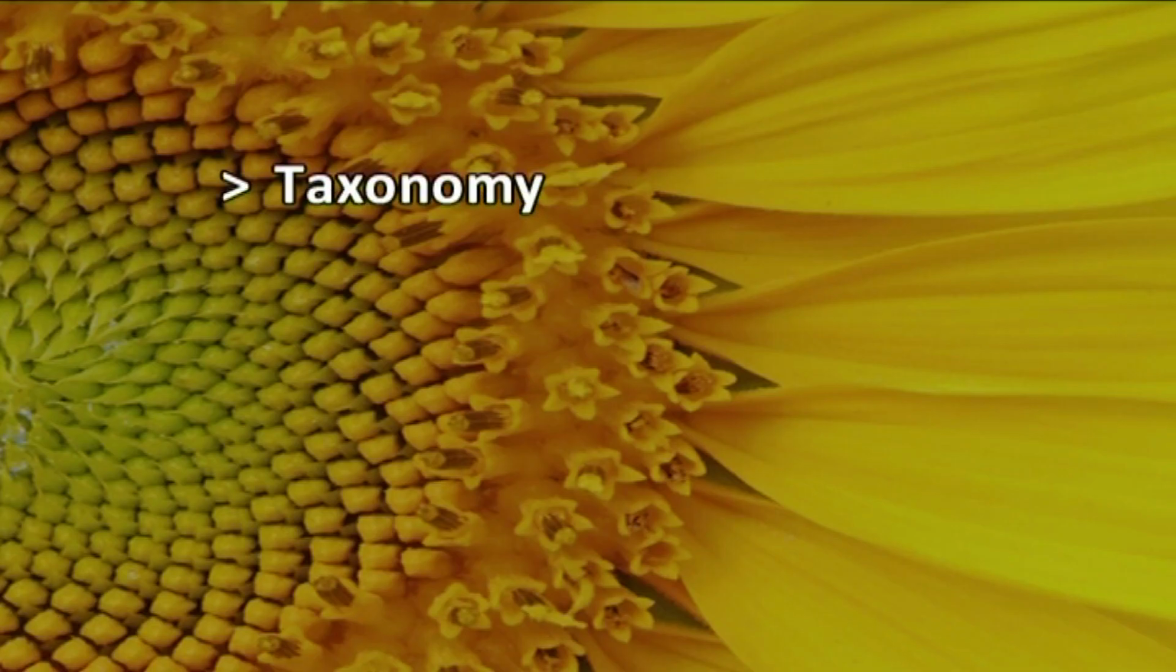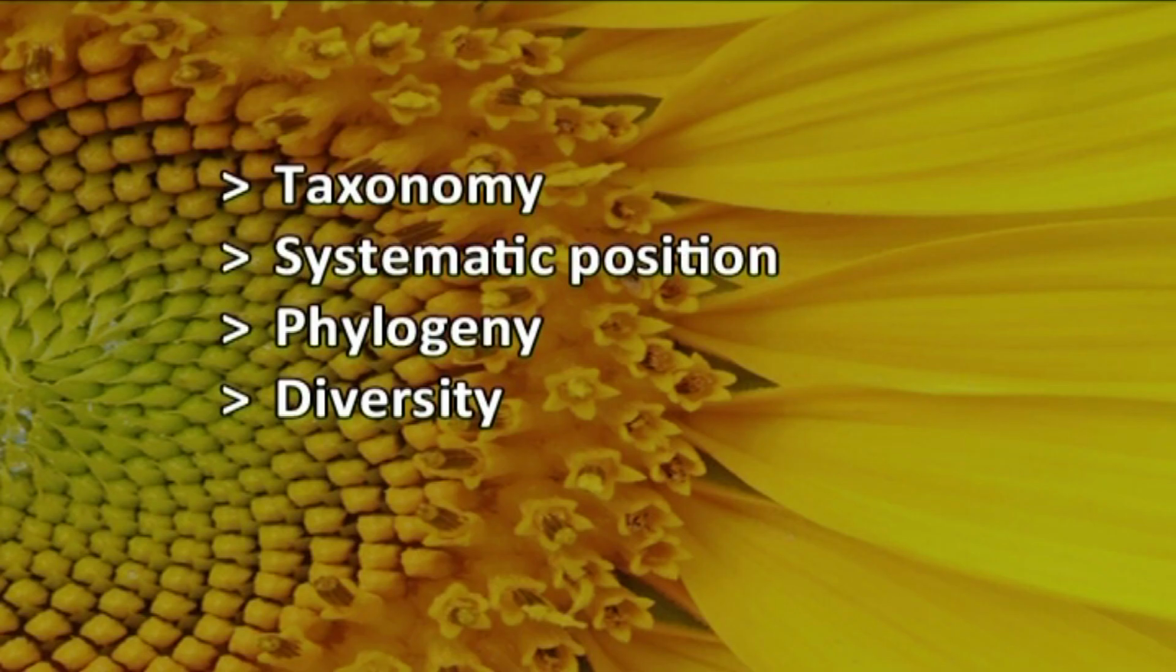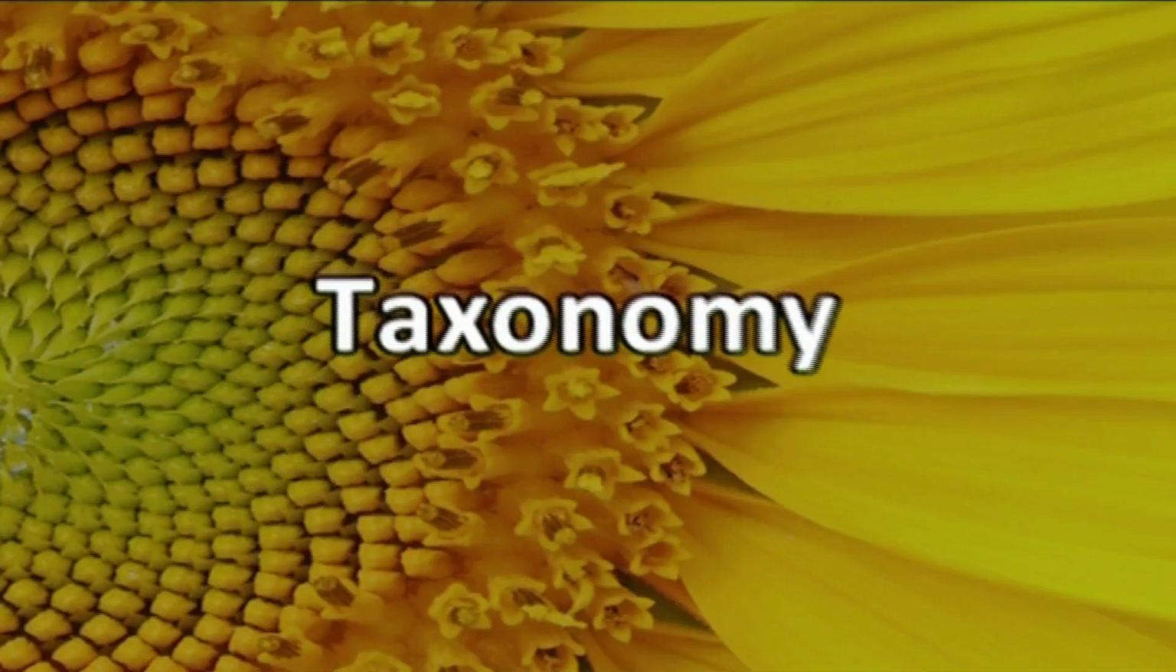After this brief introduction of the family Asteraceae, in today's lecture, we are going to deal with the following aspects of the family Asteraceae in detail. These are: number 1, taxonomy; number 2, systematic position; number 3, phylogeny; number 4, diversity; and 5th, the economic importance of Asteraceae. So, starting with taxonomy.